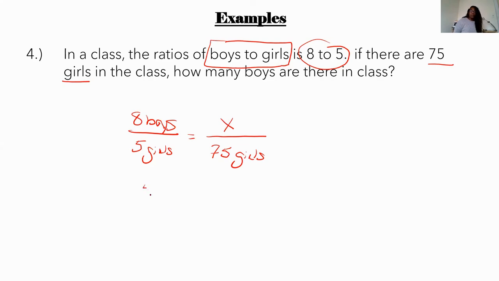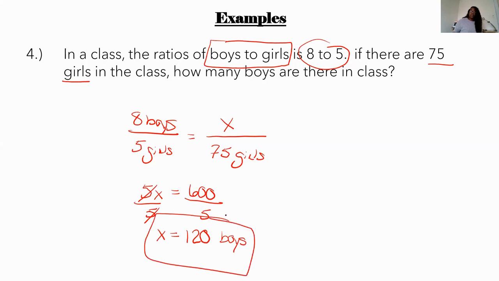So right away, we're going to that cross multiplication. So 5x, and then we have 8 times 75, 600. And then we divide both sides by 5, because the inverse of multiplication is division. So now we got 600 divided by 5, which gives me 120. 120 what? It's going to be 120 boys. So that's how many boys are in that class. Can you imagine?